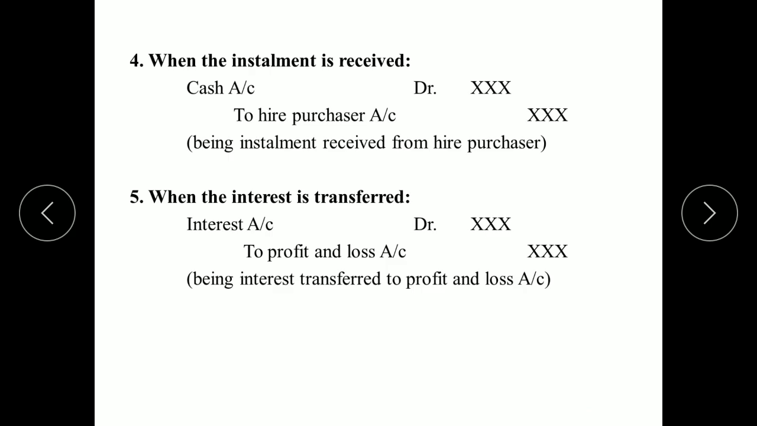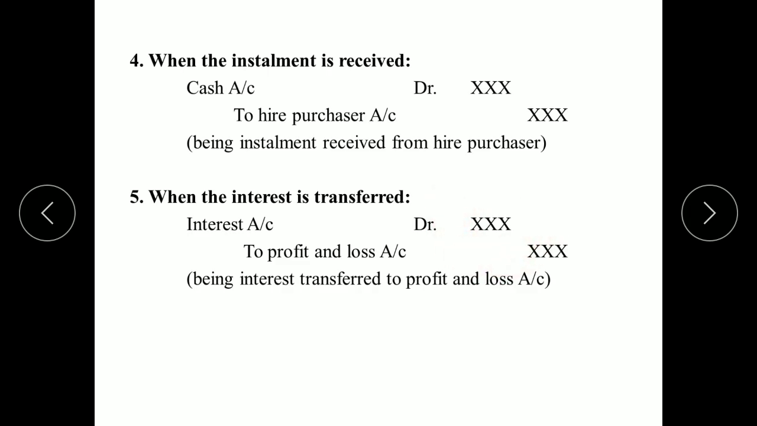Next, the installment received by the hire vendor, the journal entry will be cash account debit to hire purchaser account with the amount of installment. And the last one, when the interest is transferred. Here for the hire vendor, interest is the income, so profit and loss account is credited. Interest account debit to profit and loss account with the current year's interest.